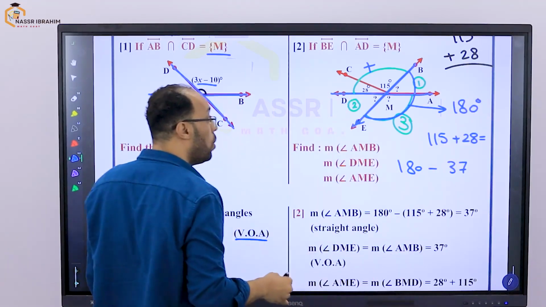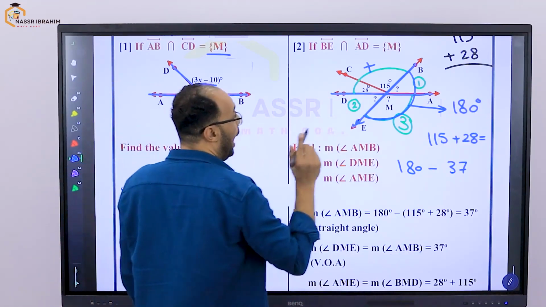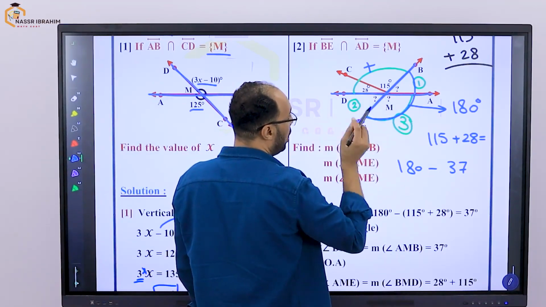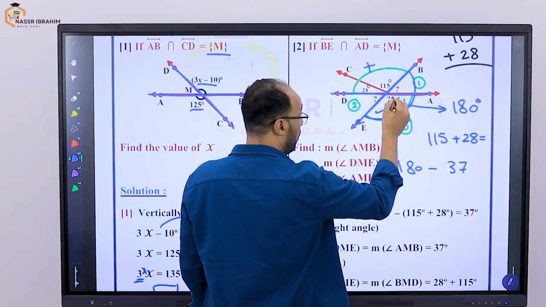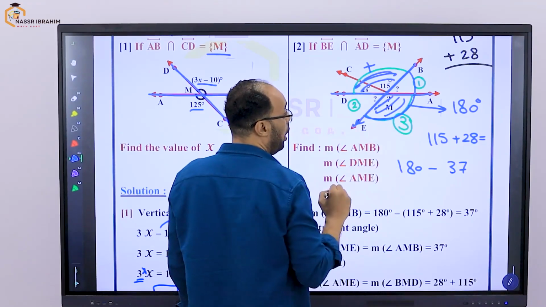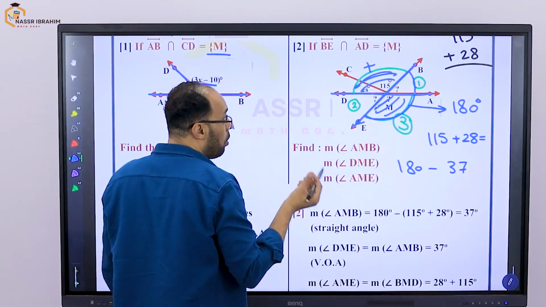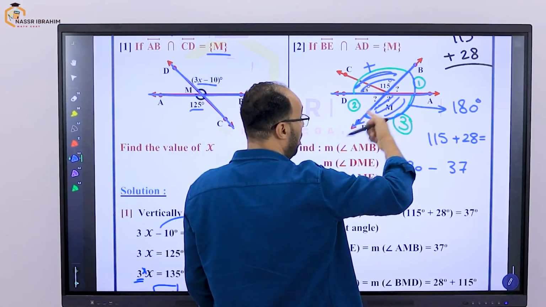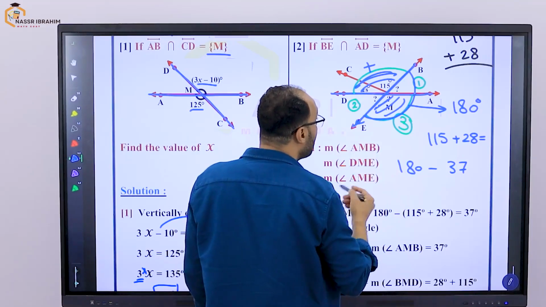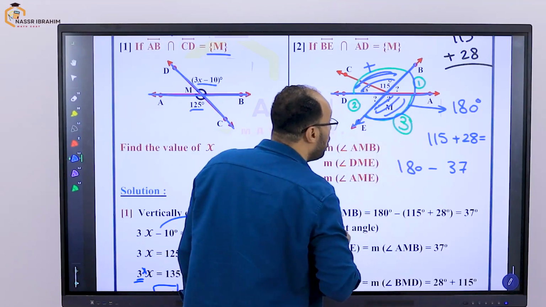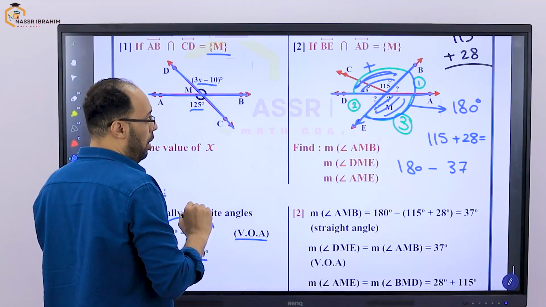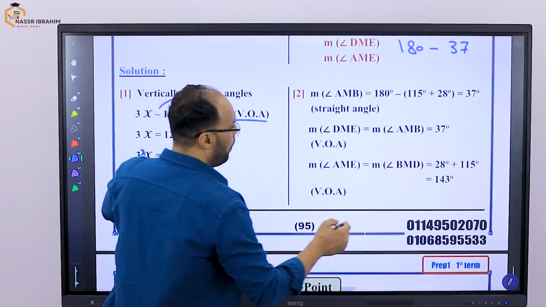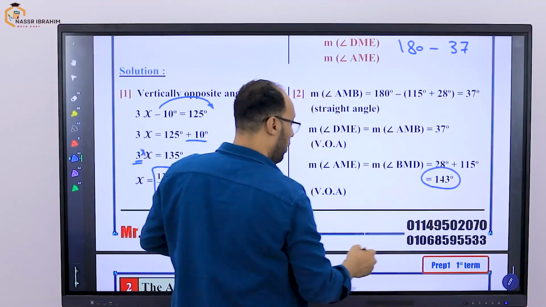Okay? So you can add the two angles, 115 plus 28, because it's the vertical opposite angle to this one. This one equals it. And you can solve it by subtracting from 180, because we have a straight line or supplementary angles, minus the given angle, which is angle 1 or angle 2, by the way. So it will be the same measure, which is 143. Okay?